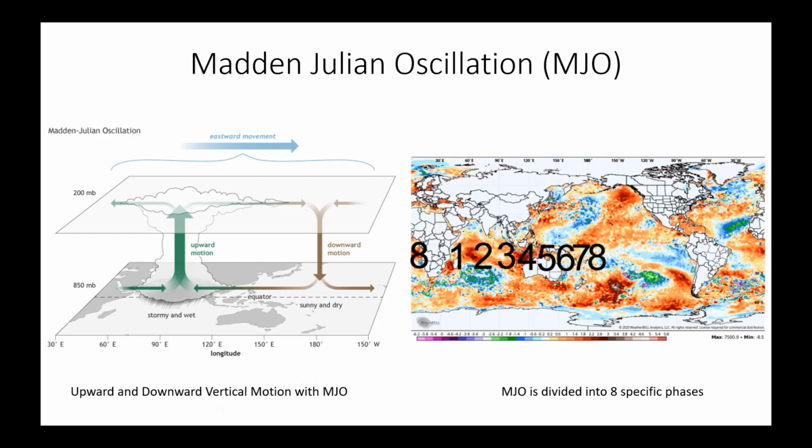Here are some great diagrams that will hopefully help you understand what the MJO is a little bit better. This is an example of the equatorial Pacific. In this particular diagram on the left, I'm going from the central Pacific around the international date line, working our way west towards the western North Pacific around the Philippines, the East China Sea, the South China Sea area, and then also working our way west towards the Indian Ocean. In this particular example, we have this deep green arrow pointing upward that indicates rising air motion.